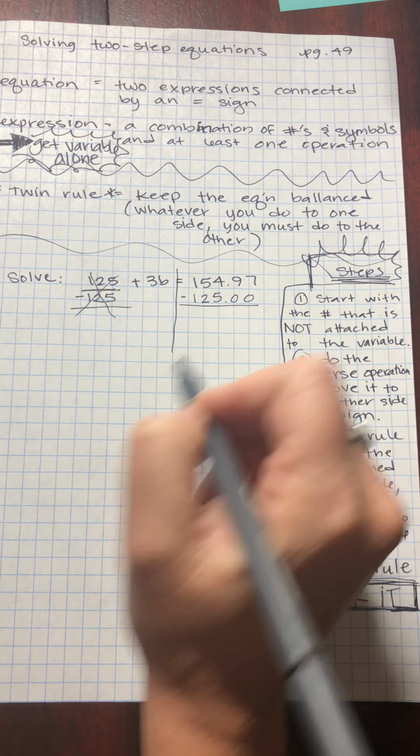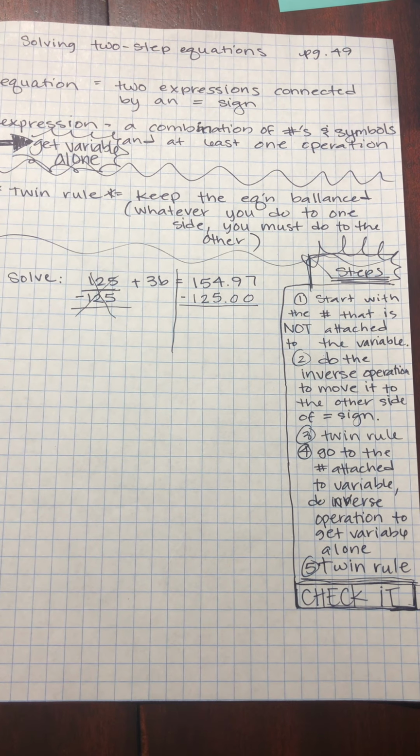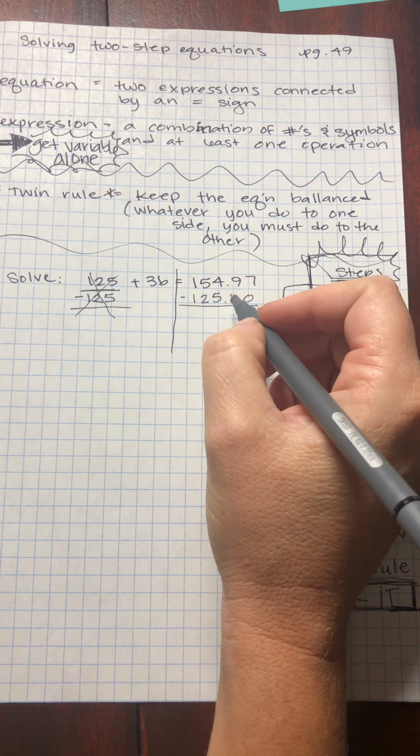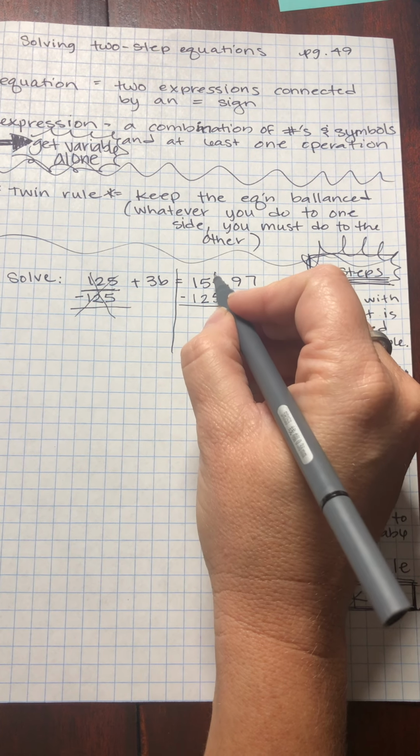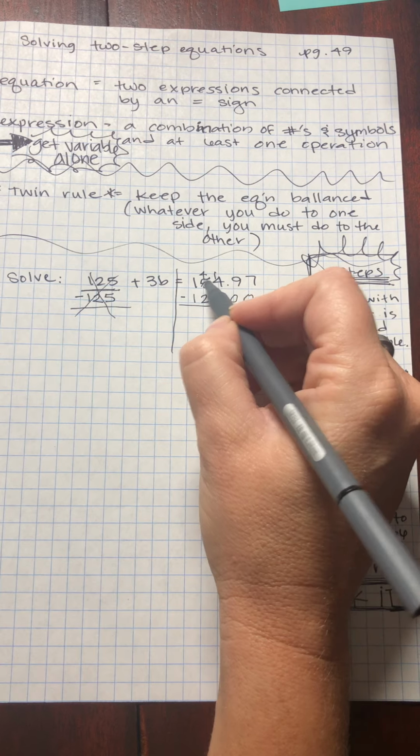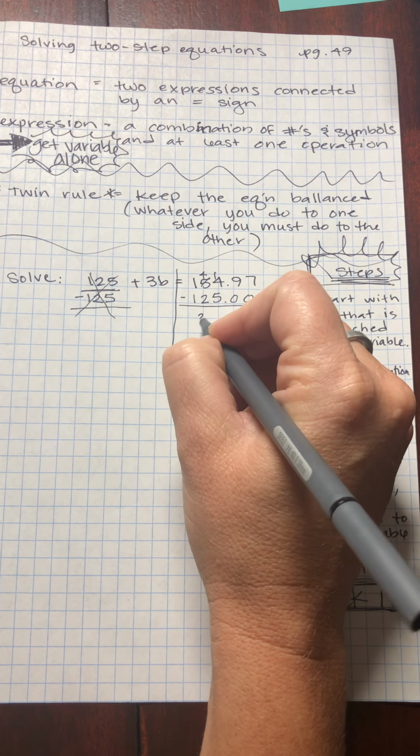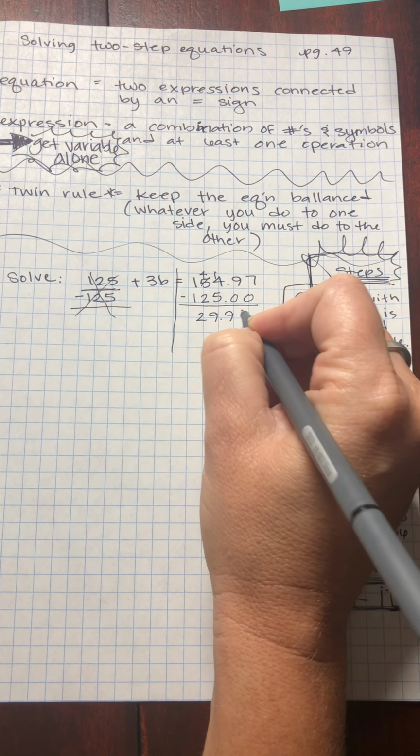Line up the decimals when we add and subtract. When we subtract, let's see, we get 29.97.